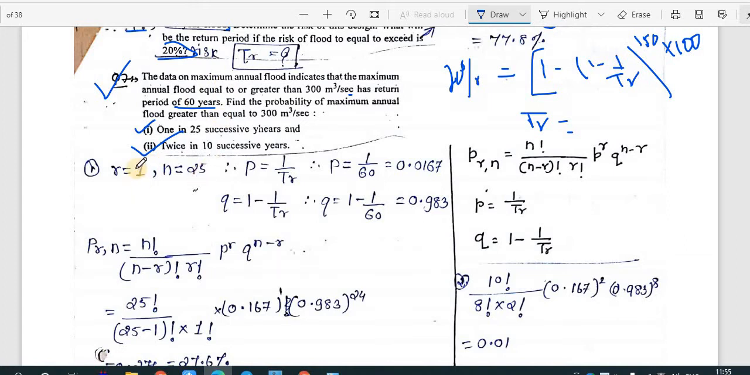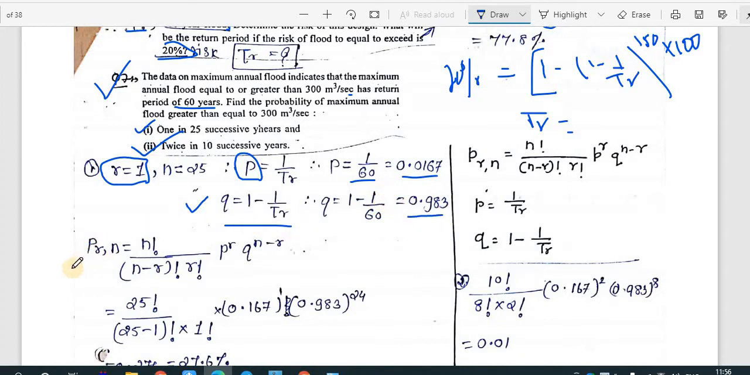So firstly we will write all the given parameters. For the first case, it is saying that it will happen only once in 25 years. So R value is 1 and N value is 25. So from here we can calculate the P value. P value is 1 by TR. TR is 60, as it is designed for 60 years. So 1 by 60 equals 0.0167. And Q value we can calculate by 1 minus 1 by TR. So 1 minus 1 by 60 gives you 0.983.